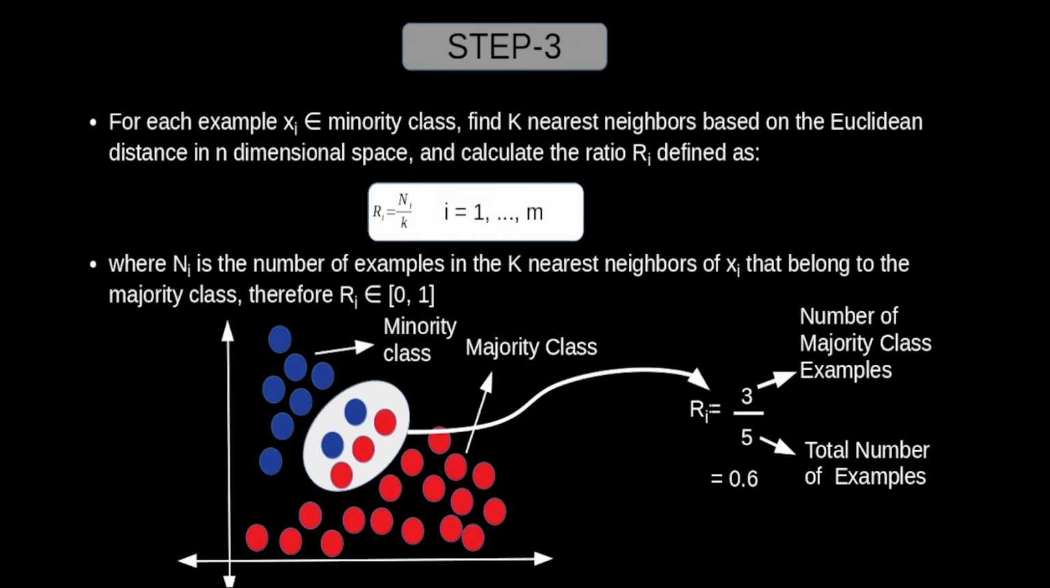Now let's move on to step 4, where we use this Ri value. In step 4, we normalize the Ri according to the formula Ri cap, which equals Ri divided by the summation of Ri. Shortly, we can say Ri is the proportion of majority class examples among the nearest neighbors of that selected minority class example.